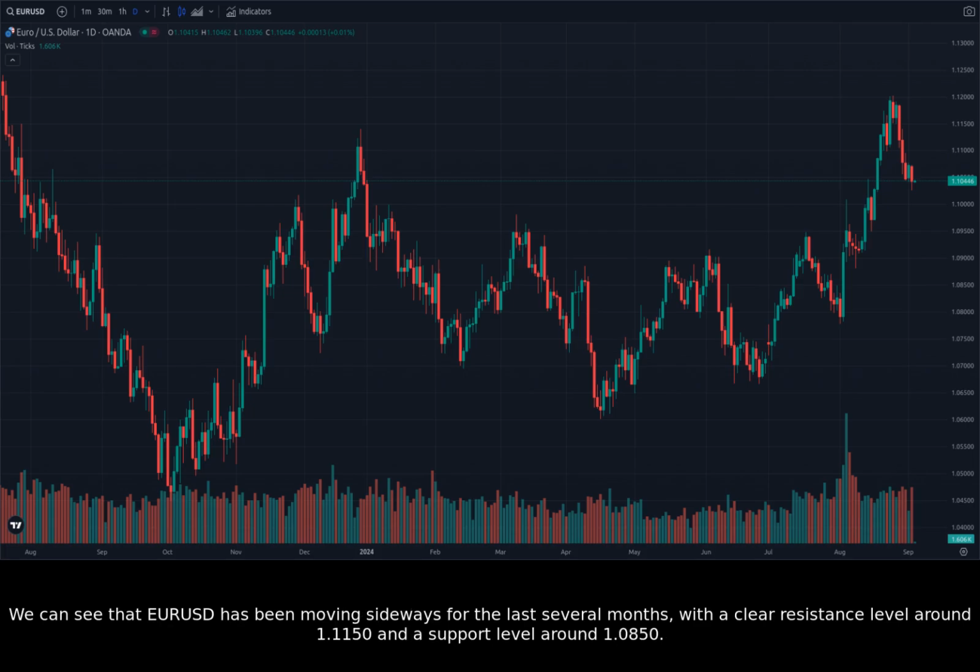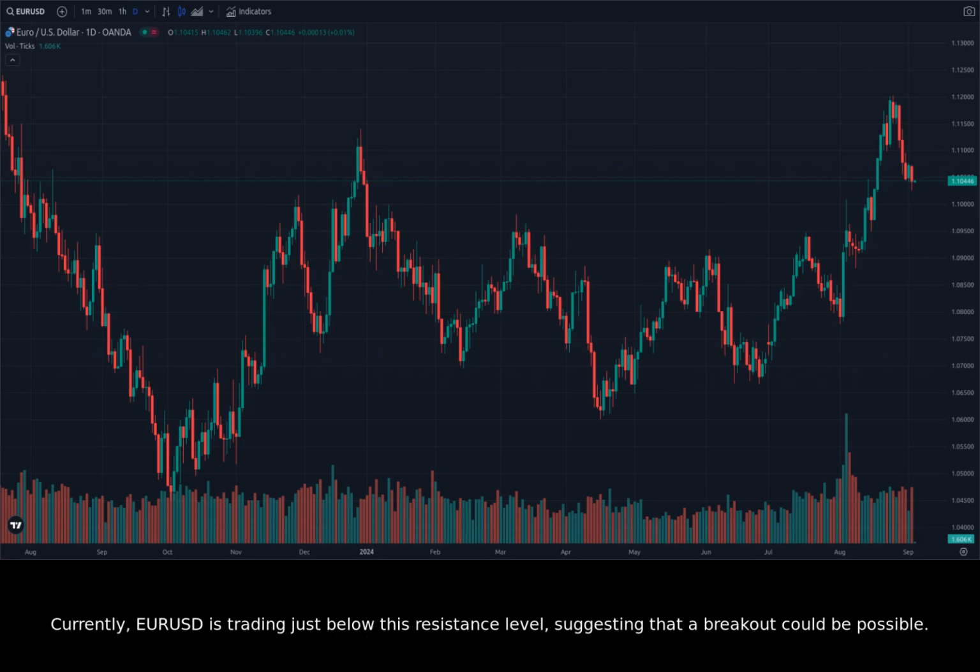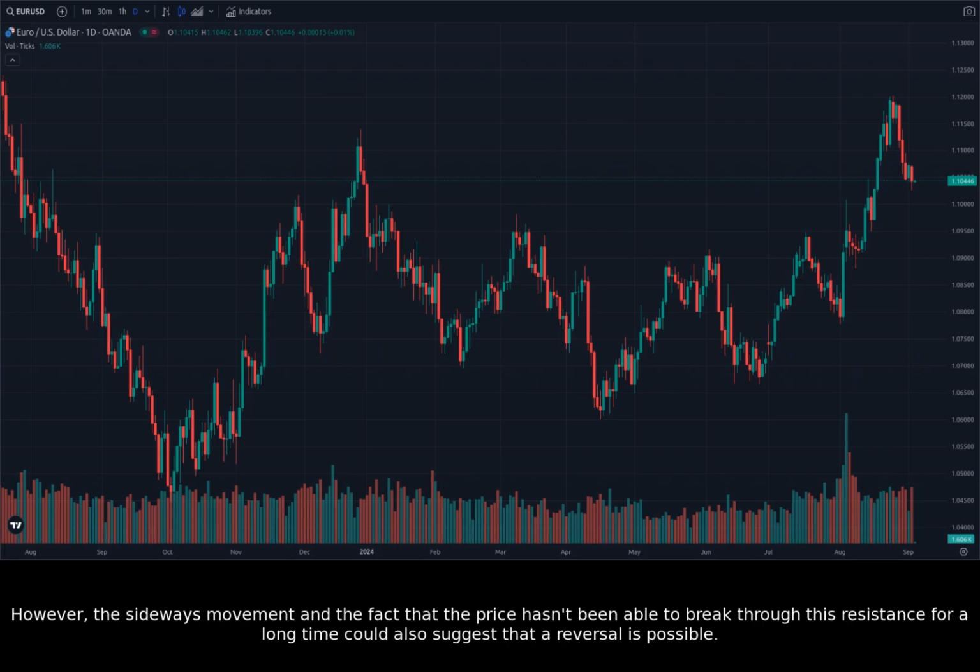We can see that EURUSD has been moving sideways for the last several months, with a clear resistance level around 1.1150 and a support level around 1.0850. Currently, EURUSD is trading just below this resistance level, suggesting that a breakout could be possible. However, the sideways movement and the fact that the price hasn't been able to break through this resistance for a long time could also suggest that a reversal is possible.